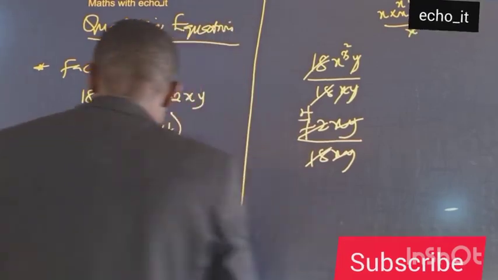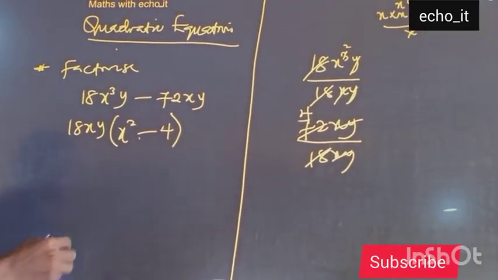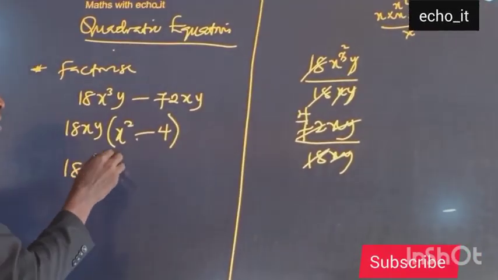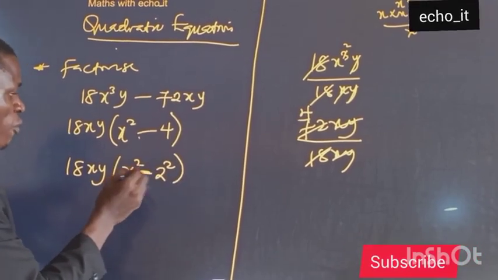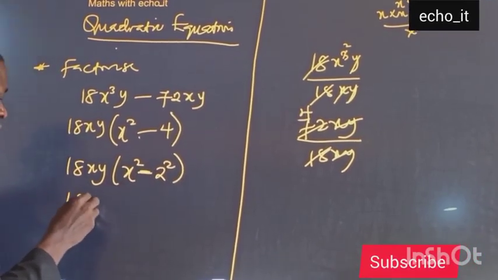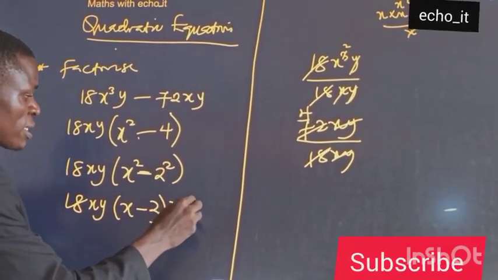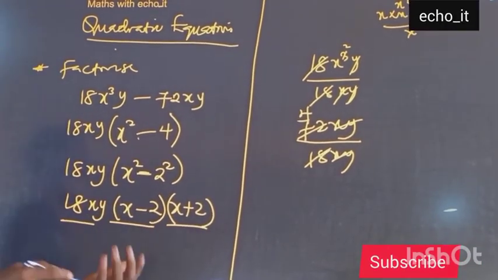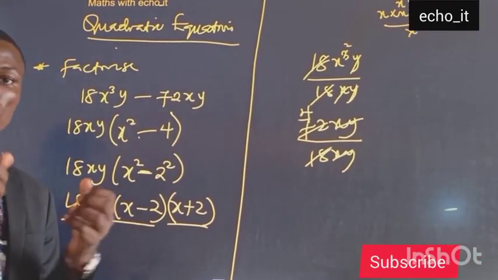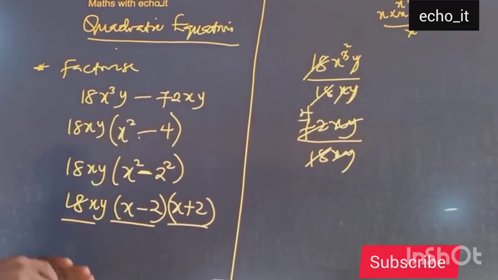So how will you factor this? Of course, it's clear enough that we have a difference of two squares here. Whenever you have a difference of two squares, that will be x minus 2 and x plus 2. Now they are in factor form, this and this and this. That's what we mean by factorization: you put them in factor form, unlike 10 by 10. So that's what we have.